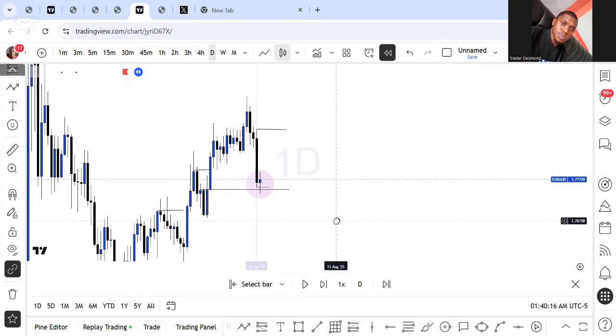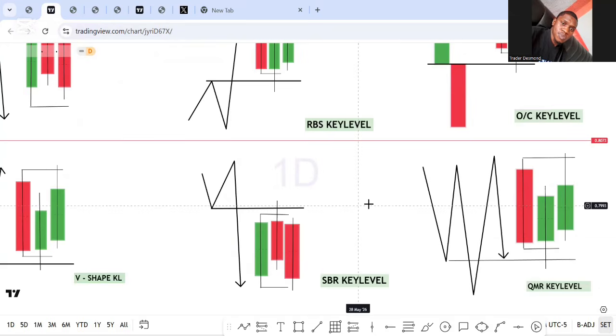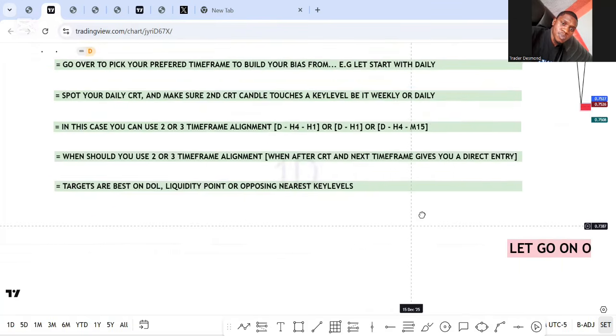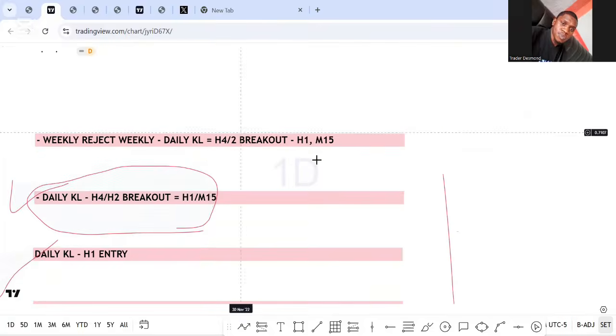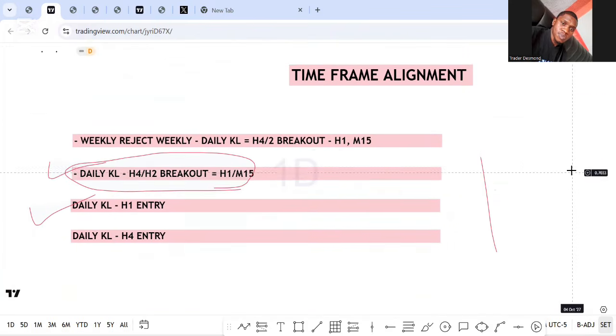Forming something very, very valid and very, very vital for you. So all you want to do now, you may decide to use 3 time frame alignment, 2 time frame alignment, or whatever, any one of your choice, right? So let's see what I said on time frame alignment. So these are the time frame alignments I talked about, and you can make use of any one.